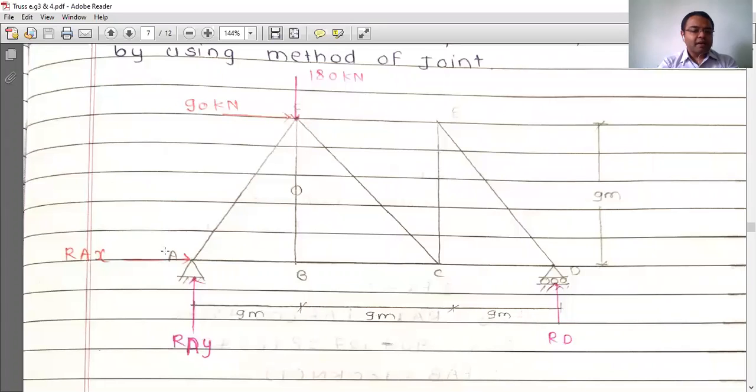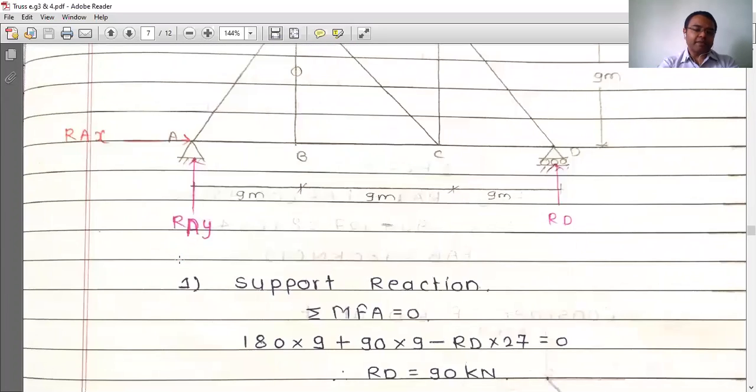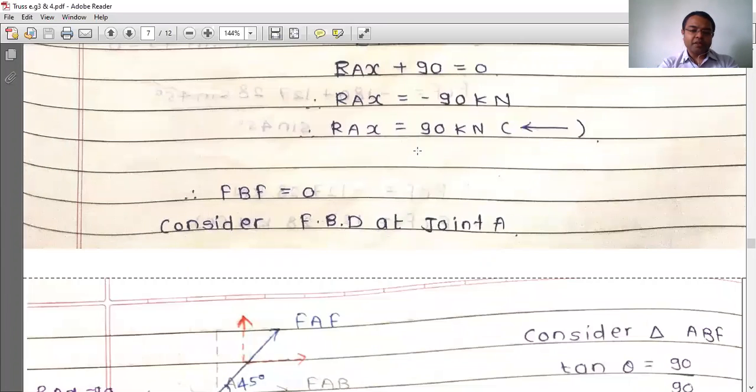Minus means this assumed direction is wrong. Of course, before solving the example, we don't know the direction of the force. So this direction, RAX going towards right, is the assumed direction. We are getting the answer negative, which means this assumed direction is wrong. So what is the final answer? RAX going towards left. So you can show here RAX going towards left. So this is the final answer.